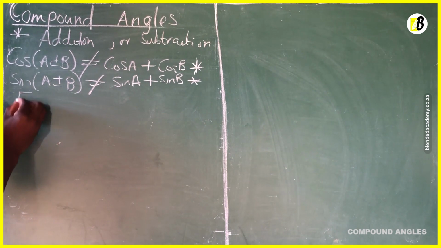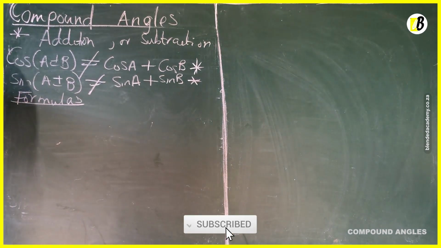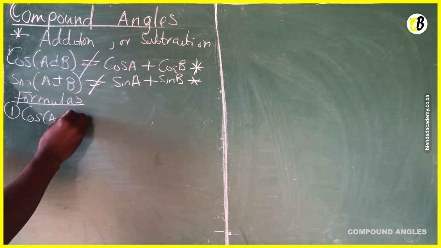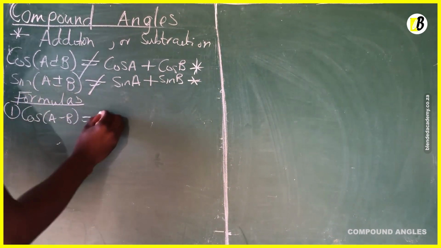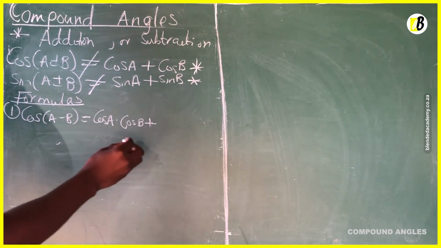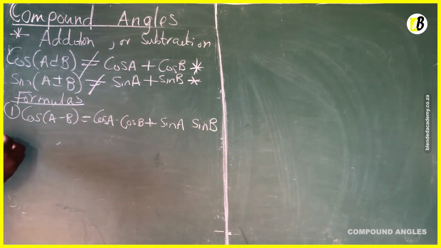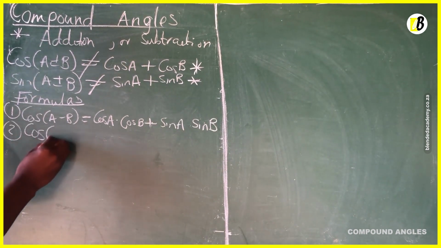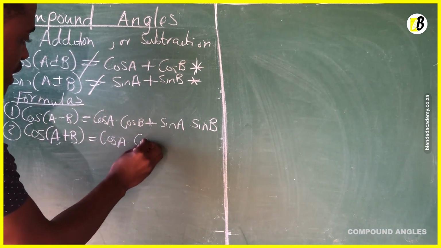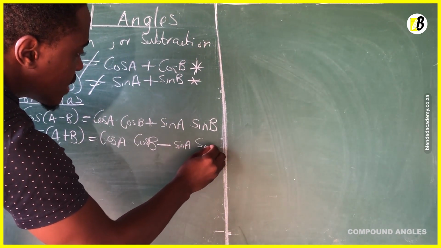The formulas that I use, I'm going to write them down here for you. These formulas are very important in solving compound angle problems. So the first one, we're going to have cos A minus B equals cos A multiplied by cos B plus sine A multiplied by sine B. And then the second one will be cos A plus B equals cos A multiplied by cos B minus sine A multiplied by sine B.